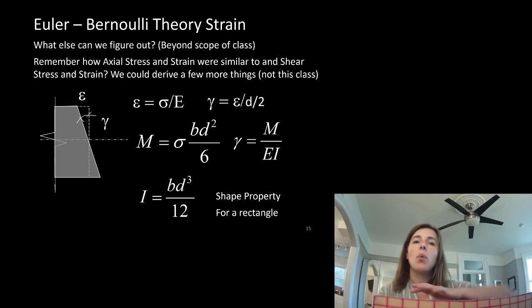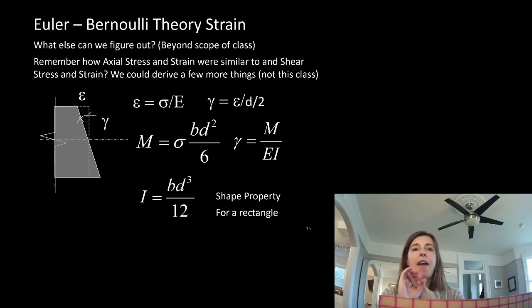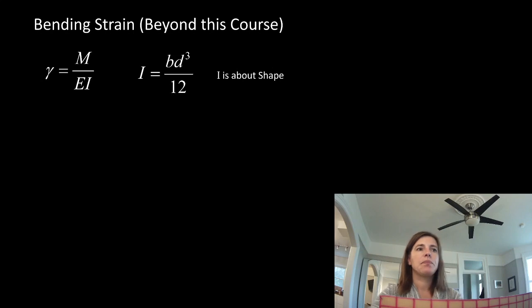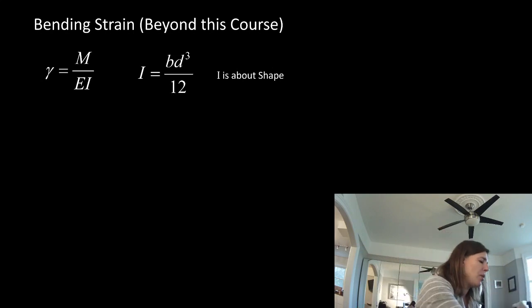So again, we have area, which we can calculate because it's a shape property. We have S, which is a shape property, and Z and S are interchangeable depending on what we're doing. And now I'm telling you there's another shape property, I, we can calculate. And I, or moment of inertia, is all about calculating deflection. So I is all about shape. I just realized that I don't think I tell you anywhere that I is moment of inertia.